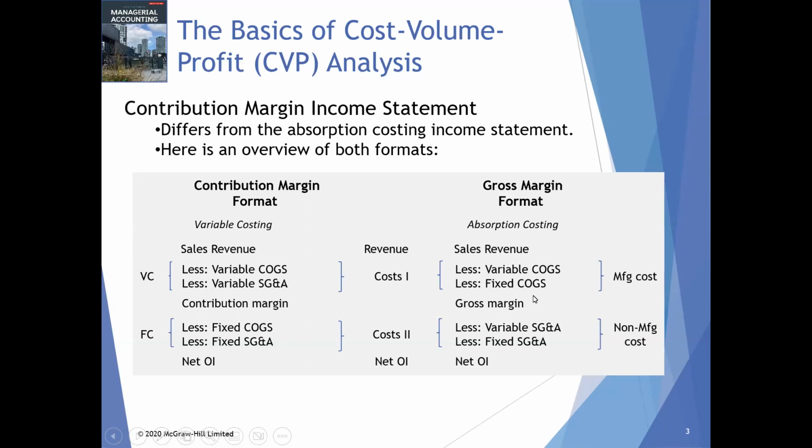Now on the right-hand side, we can see the gross margin format. This kind of format is used in financial accounting and not in managerial accounting. Here we have sales revenue less all the variable and fixed cost of goods sold, and so we have gross profit, or gross margin. Selling and distribution expenditure and administration expenditure, which are known as non-manufacturing expenditure, we will subtract here. Then we come to know the net operating income.